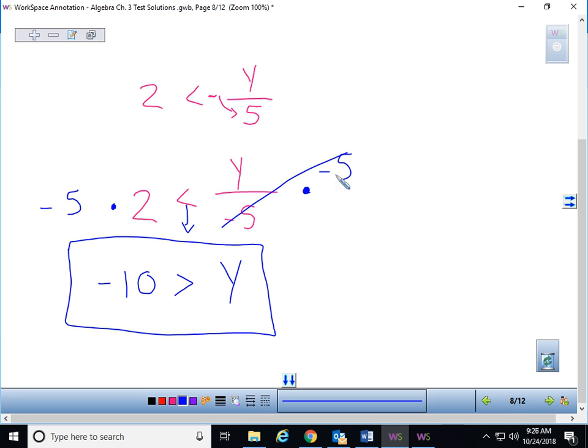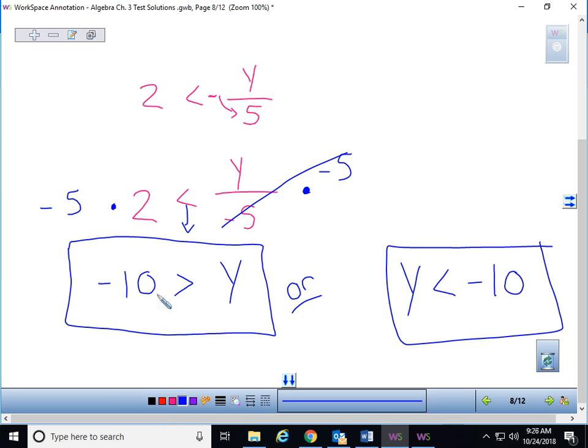Now if you remember, I don't really like my variables on the right, but I would never mark off if you left it like this. I like my variables on the left, so I can rewrite this as y less than negative 10. It means the same thing. How do I know it means the same thing? Well, what if I checked? What if I picked a number from my original inequality and plugged it in? Negative 10 greater than y.